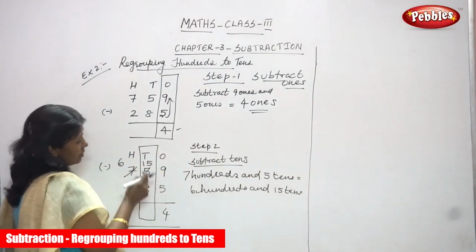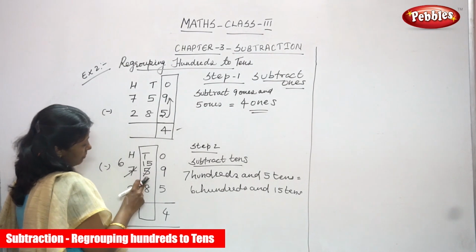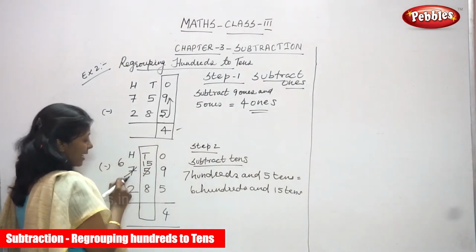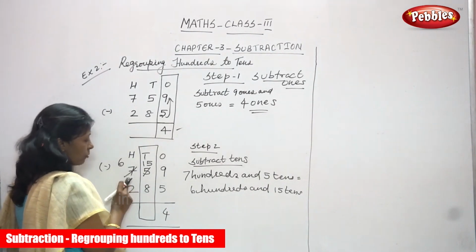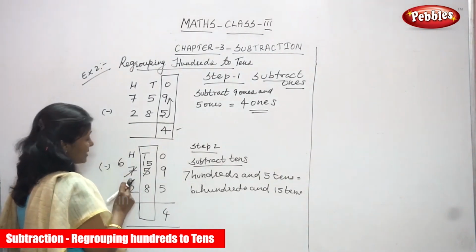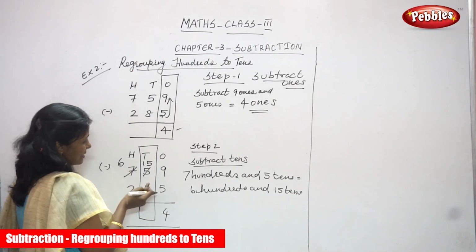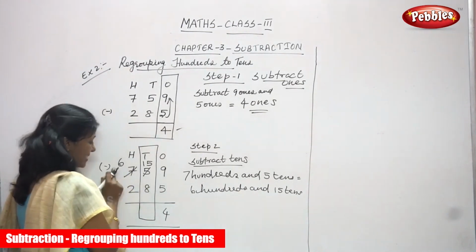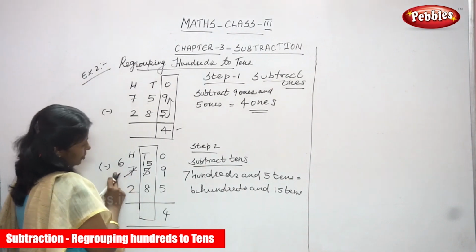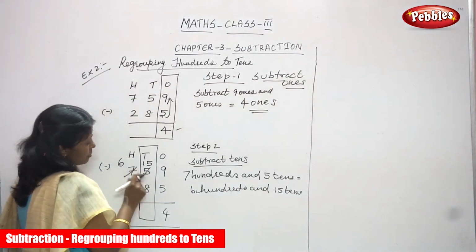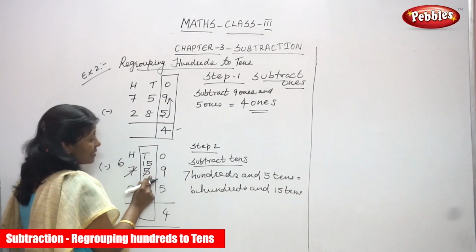I'll repeat once again. 5 tens is not enough to subtract. So you have to borrow from the hundreds place value. How many hundreds? 7 hundreds. You have to borrow only 100 from this place. That means 100 is 10 tens. So this 7 becomes 6 hundreds, and this 5 tens becomes 15 tens.